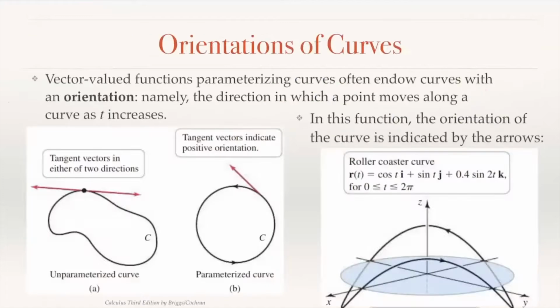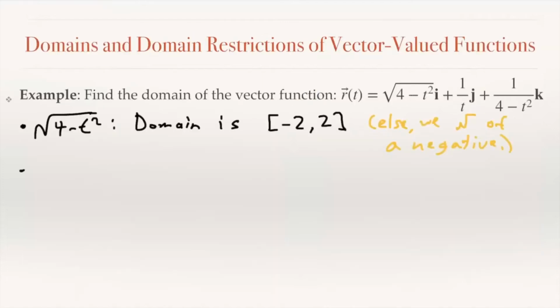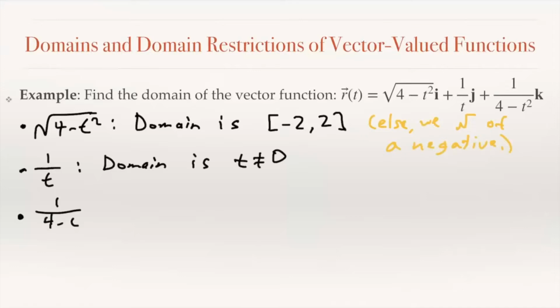Okay, so our domain must be at most this, but then we must also exclude some other values, such as 0 from the 1 over t part. So from the 1 over t part, the domain of that is everything except 0. And from the 1 over 4 minus t squared part, that means that 4 minus t squared cannot be equal to 0, else we're dividing by 0. And that means that t cannot be equal to plus or minus 2.